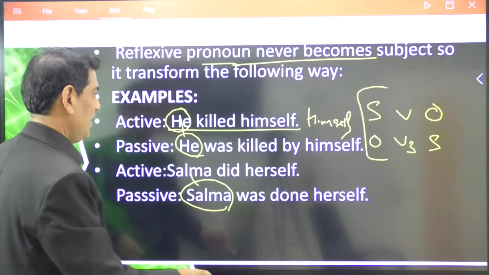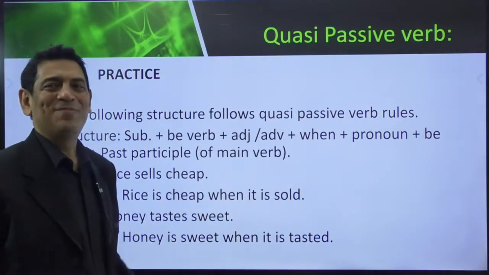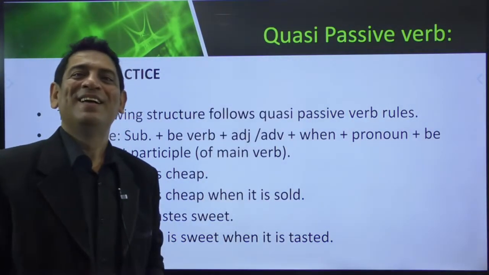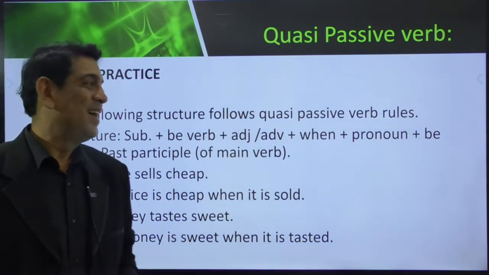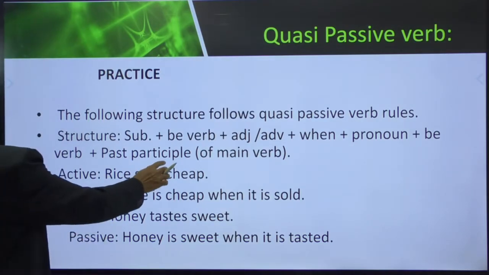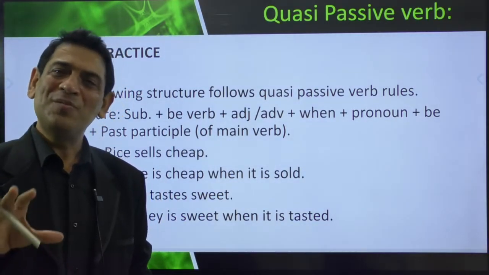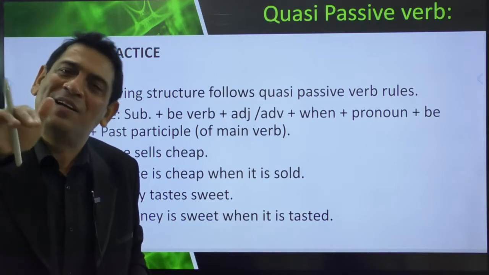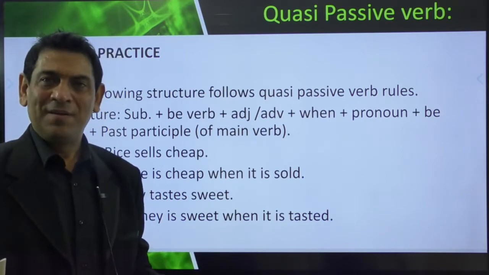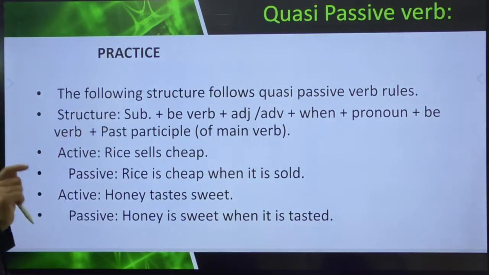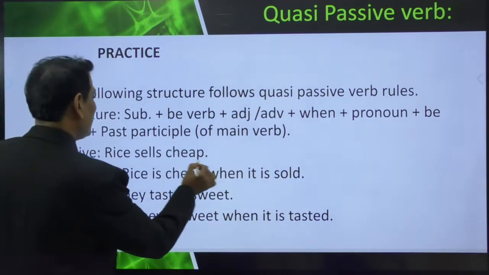We have less time. Quasi passive. My dear friend, this is my personal topic. I love this topic. Quasi passive. Now you will be astonished to hear this. What do you mean by quasi? Quasi means the subject is there, but it's not doing the action itself. It is a general perception, a general theory, like it happens. See the example. First we see the example, then you will be able to understand how it is done. Rice sells cheap.